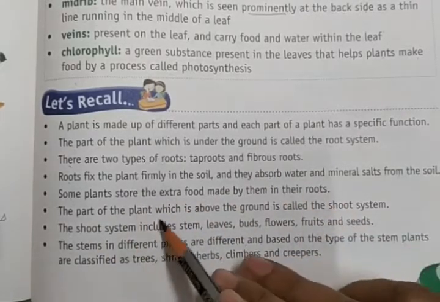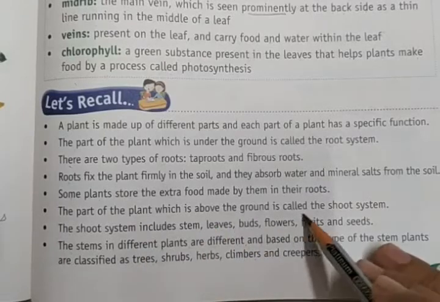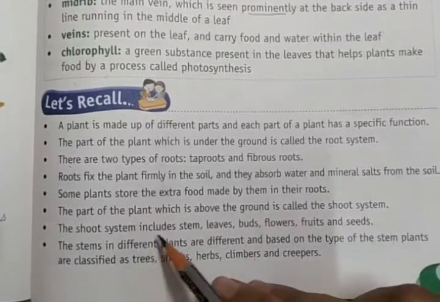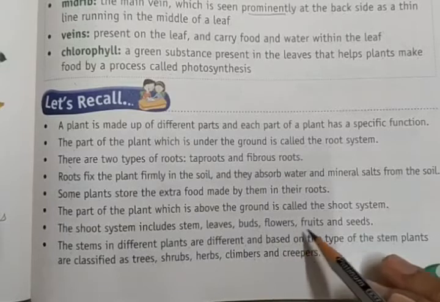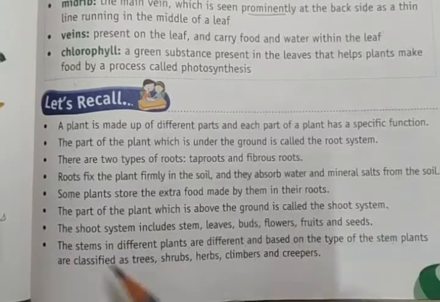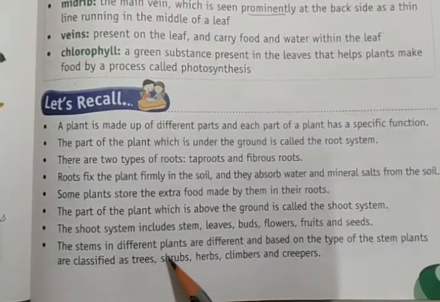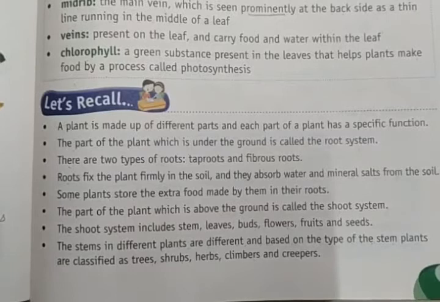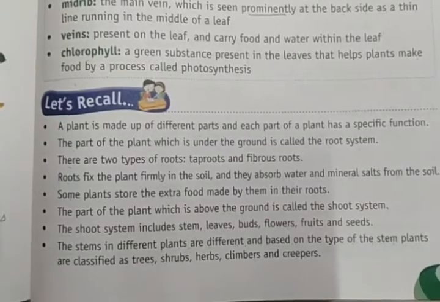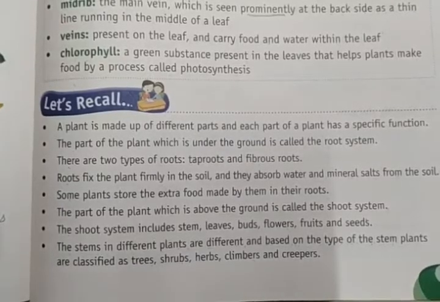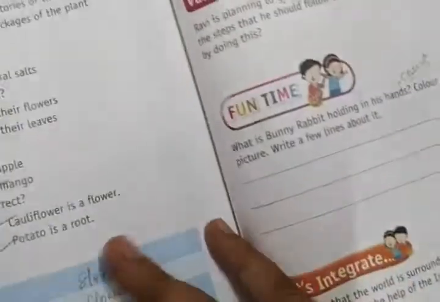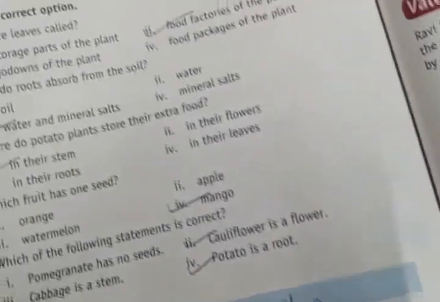The part of the plant which is above the ground is called the shoot system. The shoot system includes the stem, leaves, buds, flowers, fruits and the seeds. The stems in different plants are different based on the type of the stem. Plants are classified as trees, shrubs, herbs, climbers and creepers. So these are the recalling points. We have to recall it.